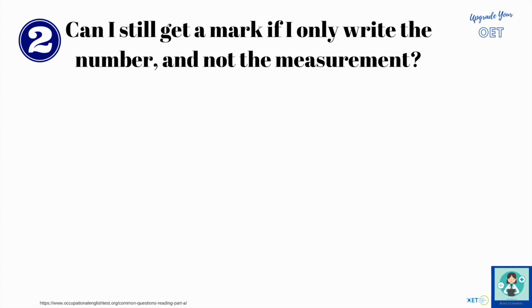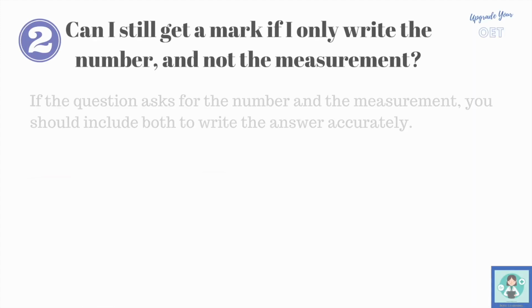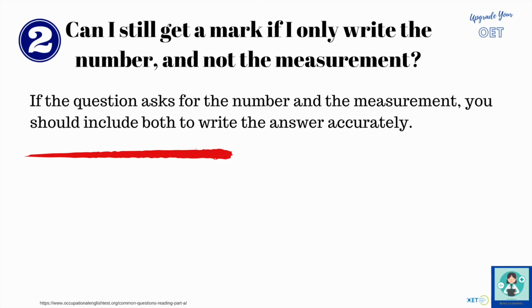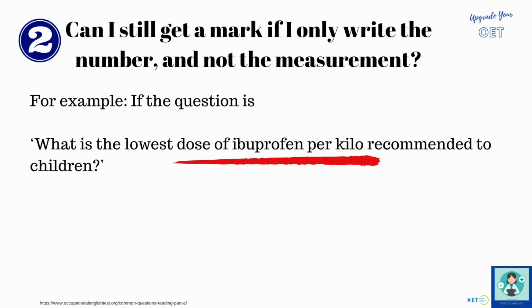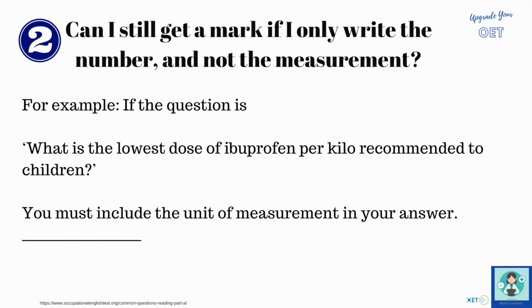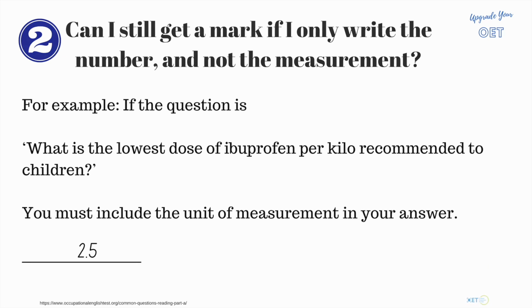Question number 2, can I still get a mark if I only write the number and not the measurement? What do you think? Well, again, if the question asks you for the number and the measurement, you need to include this because otherwise your answer won't be accurate. So if this is the question, what is the lowest dose of ibuprofen per kilo recommended to children? And you write this in your answer, 2.5. Well, it's wrong because there's no measurement. 2.5 what? 2.5 grams, micrograms, kilograms? Of course, it's micrograms. So you need to include that in your answer.